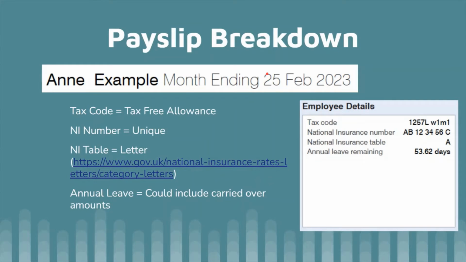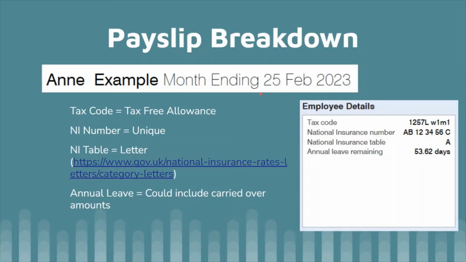So some of that key information that you would expect to see on your payslip, you would expect to see a tax code. So the tax code for this year would be 1257L. In this case, it's a week 1, month 1 basis. I'm not going to go into what this means at this stage, but we will be looking at this in greater detail later on in the course.